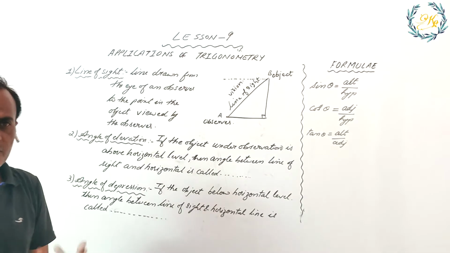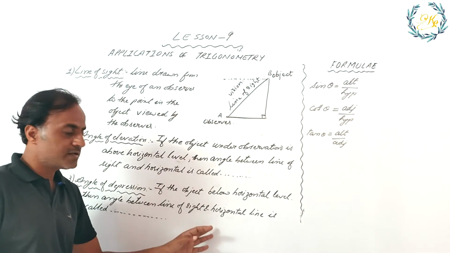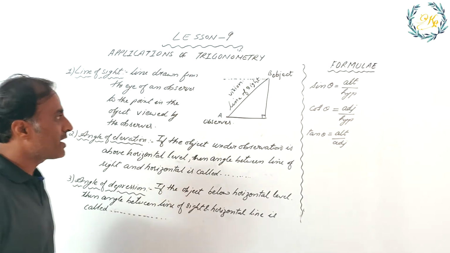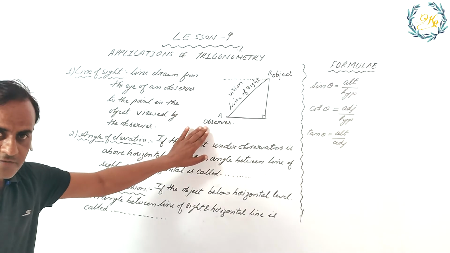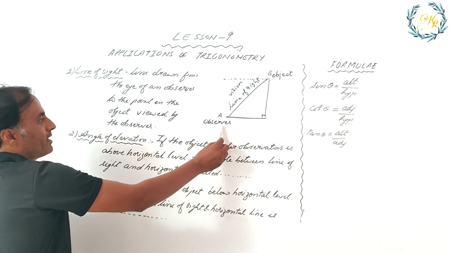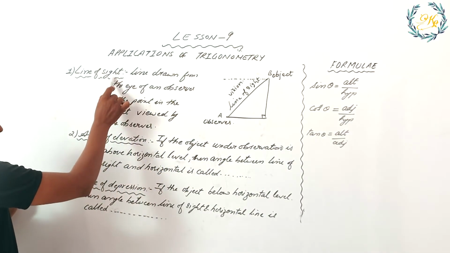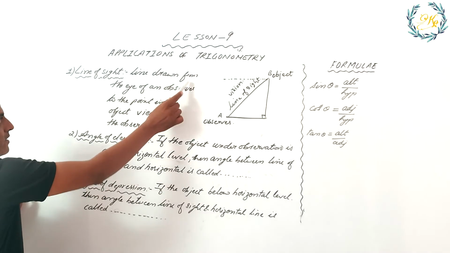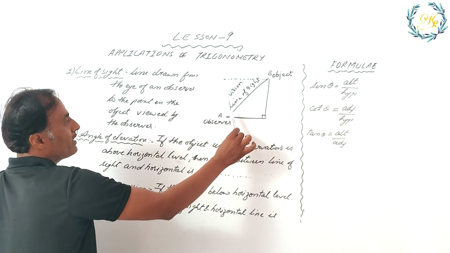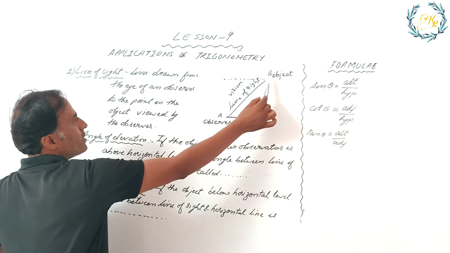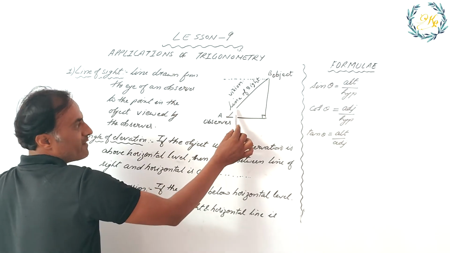Before we begin the sums, let's have a clue about the basic concepts related to this lesson. As you can see, a right angle triangle is drawn here. At point A, I see the observer. Now suppose the observer stands here and looks at the tower from here. What is termed as line of sight? Line of sight is a line drawn from the eye of an observer to the point where the object is viewed.